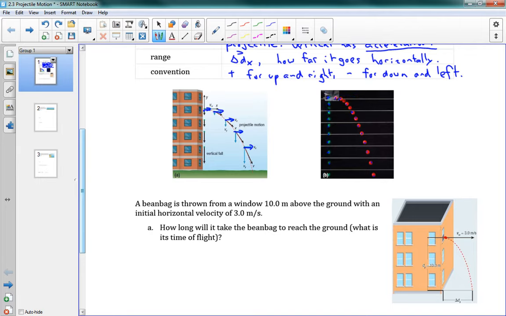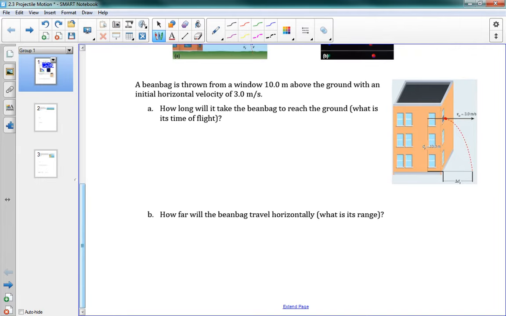Okay. We'll go to our first problem and give that a try. This says a beanbag is thrown from a window 10 meters above the ground with an initial horizontal velocity of 3 meters per second. There's a picture here. We're throwing a ball. We throw it straight out, and it's going to fall towards the ground. How long will it take the beanbag to reach the ground, which means what is its time of flight? So I just want to know how long it takes to go from here to here. And it's exactly the same as saying how long would it take to fall straight down. It's the same amount of time. The fact that it's going horizontally as well doesn't change the vertical component.